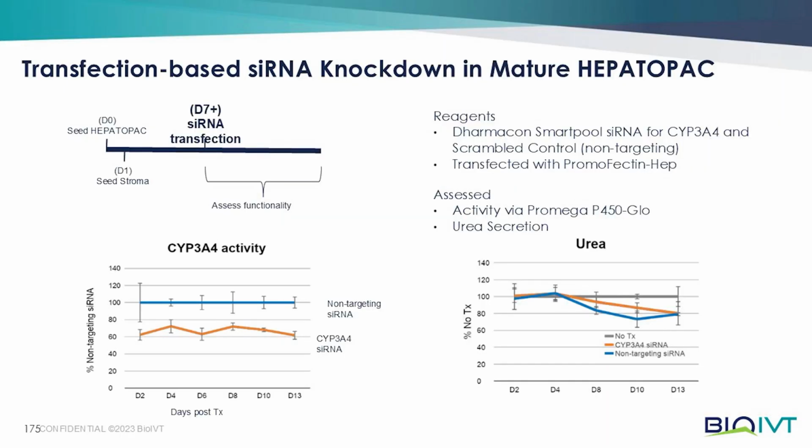So we first tried to do this transfection in mature HEPATOPAC. So HEPATOPAC takes about 7 days to mature and have those drug metabolizing enzymes and functions kind of go back up to baseline. And so doing this transfection at day 7, unfortunately, even with hepatocyte-specific siRNA and genes, those stromal cells were really just kind of sequestering the siRNA. So you can see when we looked at CYP3A4 activity, this was the gene that we were knocking down. We didn't see a ton of knockdown, maybe a 30–40% knockdown, which is certainly not sufficient.